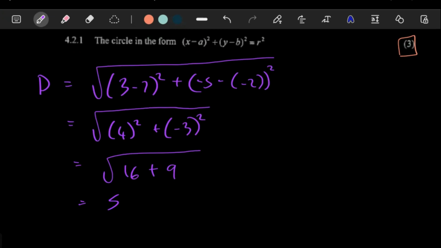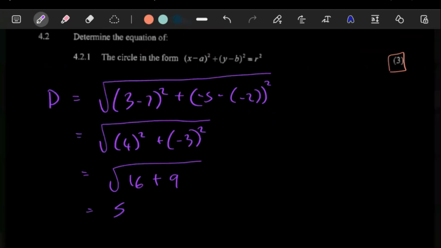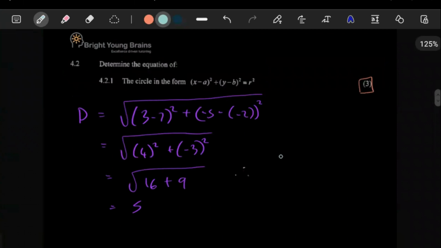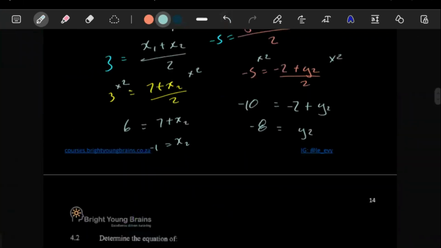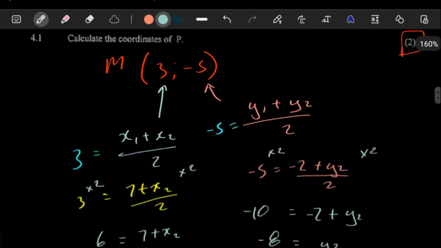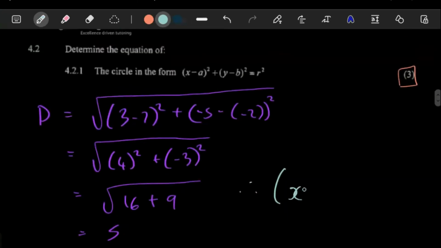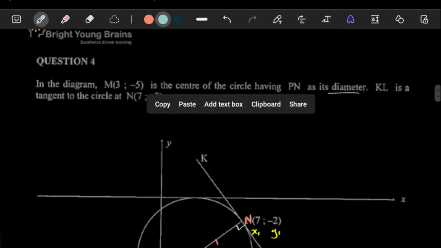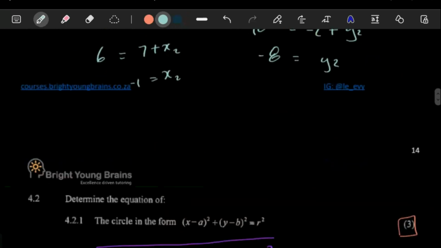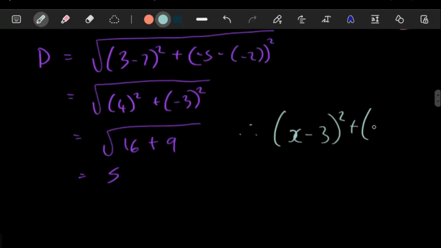So that's okay. Now, that being said, we can now say therefore x. So we have to take the opposites. If you see a plus 3 over here in the equation, you have to put a minus 3. And then here, if you see a negative 5, here you have to put plus 5.